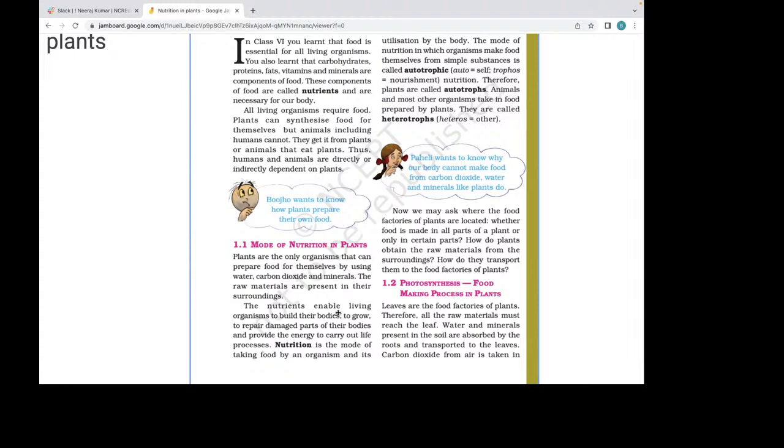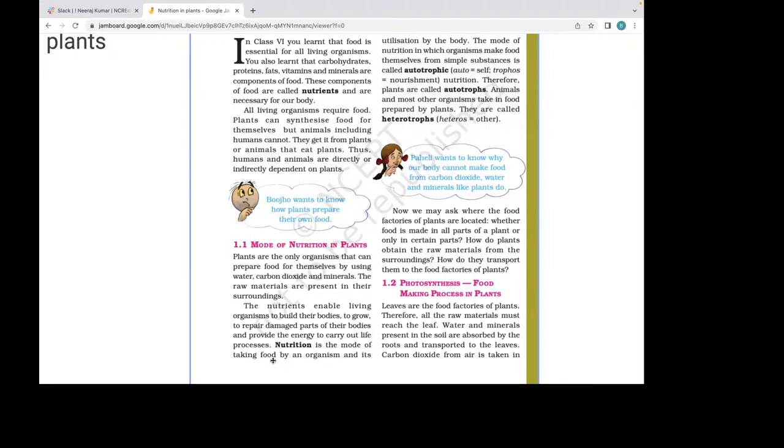Now the nutrients enable living organisms to build their bodies, to grow, to repair damaged parts of their bodies, and provide the energy to carry out life processes. So why do we need nutrients? We need nutrients to build our bodies, to grow, and to repair the damaged parts of our bodies. And nutrients also provide us energy to carry out the life processes. Whatever we do, we need energy for that, and that energy comes from nutrients.